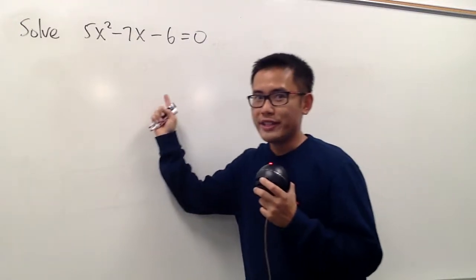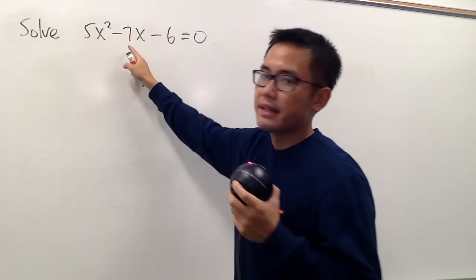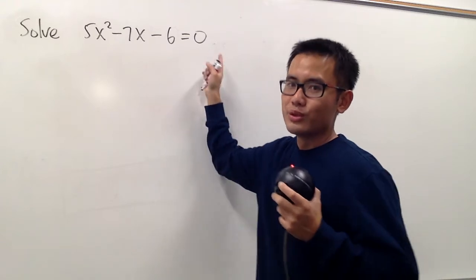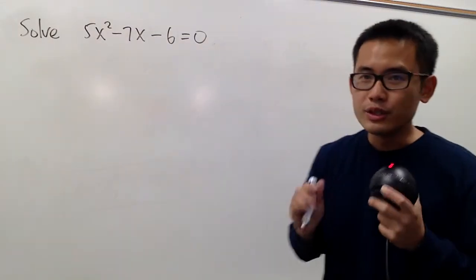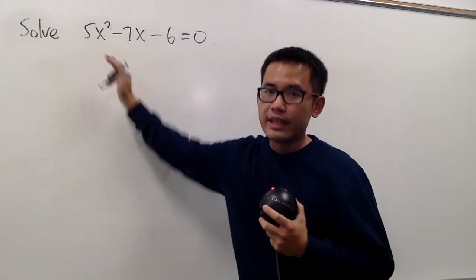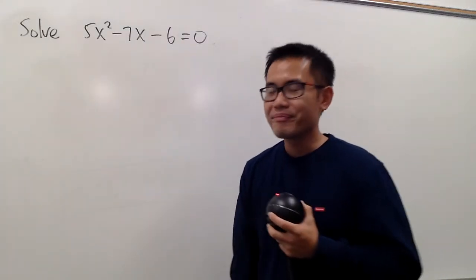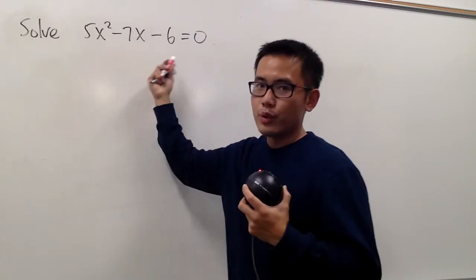Okay, we're going to solve this quadratic equation. We have 5x squared minus 7x minus 6 is equal to 0. And we do have the 0 on one side already, right? Therefore, we can just focus on the left-hand side. We'll factor it and we'll solve, okay? And this is the quadratic equation in the standard form.